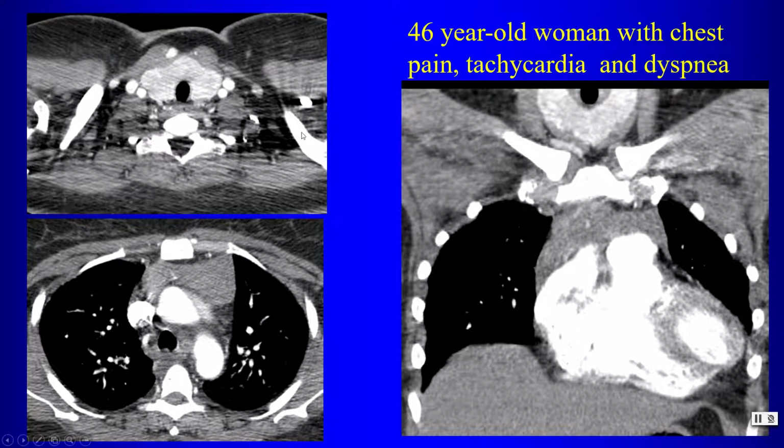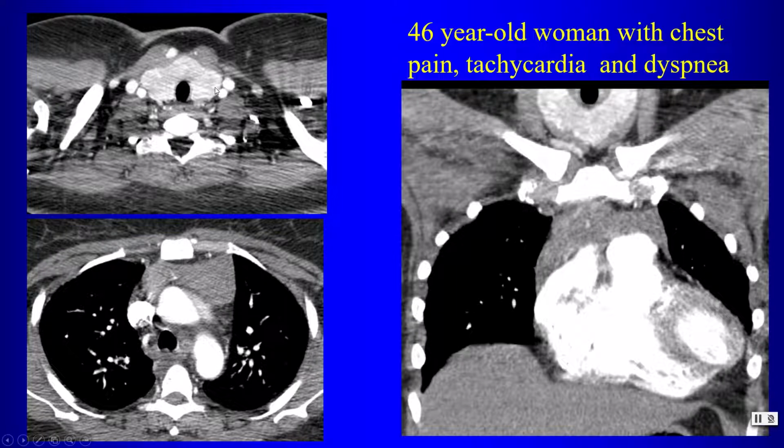So our next case, this is a patient who presented to the emergency room, a 46-year-old woman with chest pain, tachycardia, and shortness of breath. She had a CT scan for pulmonary embolism. There was no pulmonary embolism, but there was this anterior mediastinal mass that drapes over the heart. An additional finding is this thyroid enlargement.